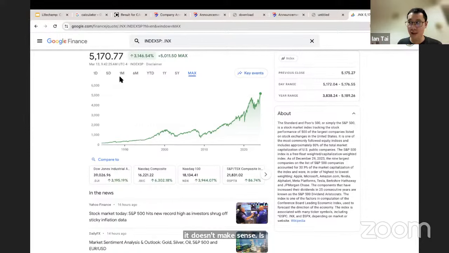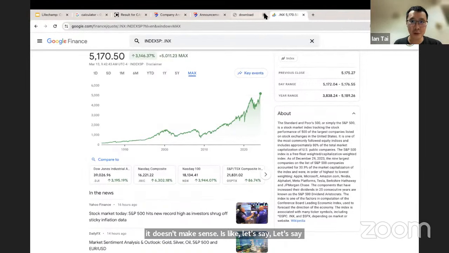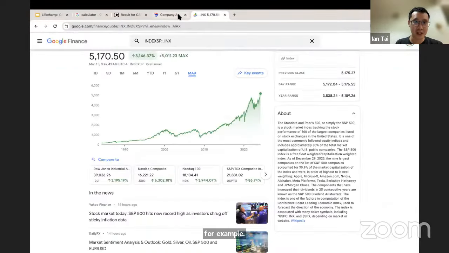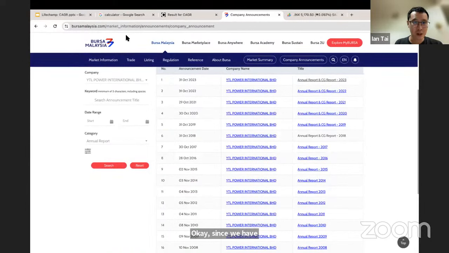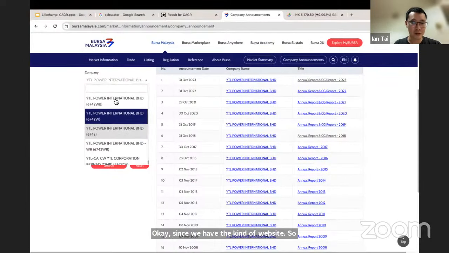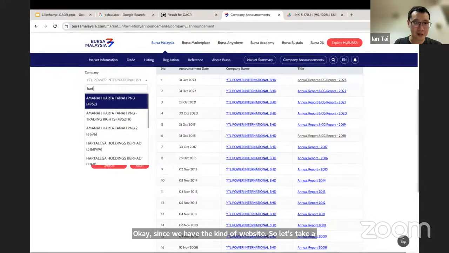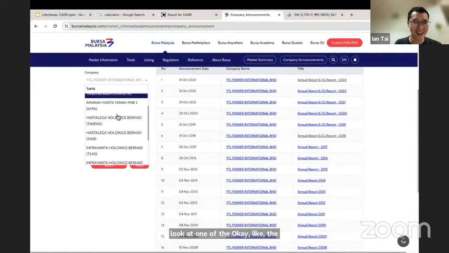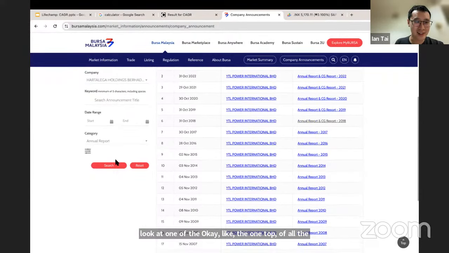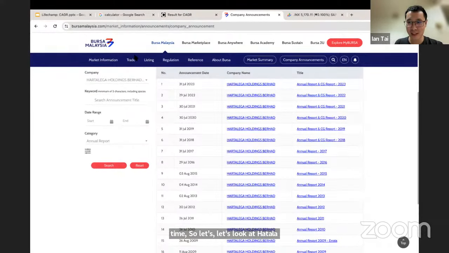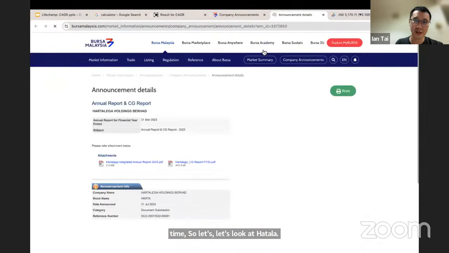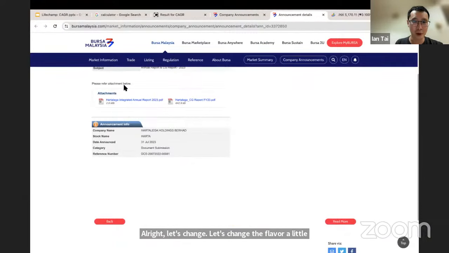Let's say for example, since we have the Bursa Malaysia website, let's take a look at one of the glove stocks. Okay lah, don't want Top Glove all the time lah, very sian already. So let's look at Hartalega lah. All right, let's change the flavor a little bit. Let me just download its annual report.